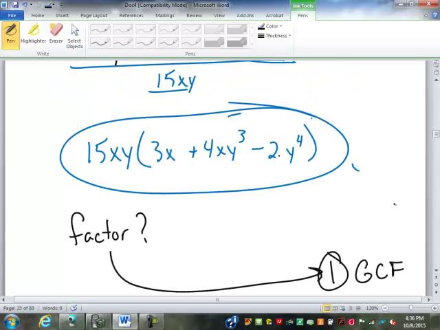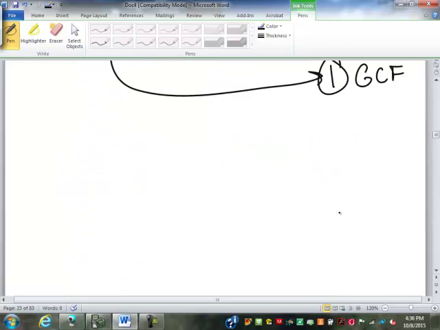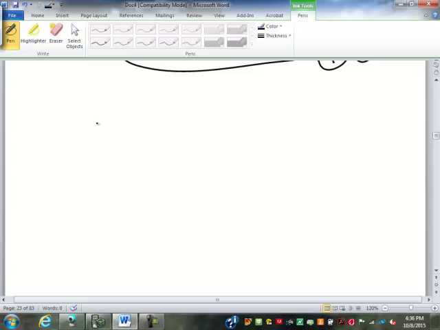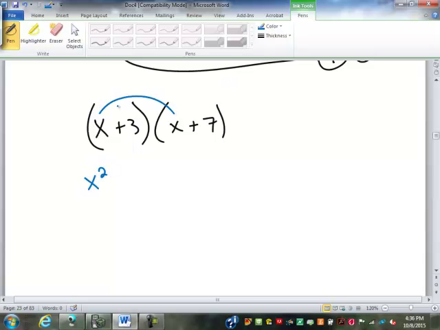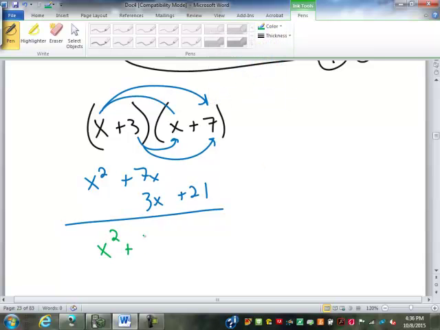You know, we saw that this greatest common factor is reversing this multiplication, which was distributing. But we've had other multiplications that we looked at last class that look something like this. And we multiplied that out. We did x times x was x squared. X times 7 is 7x. 3 times x is 3x. And 3 times 7 is 21. We added those up to get x squared plus 10x plus 21.